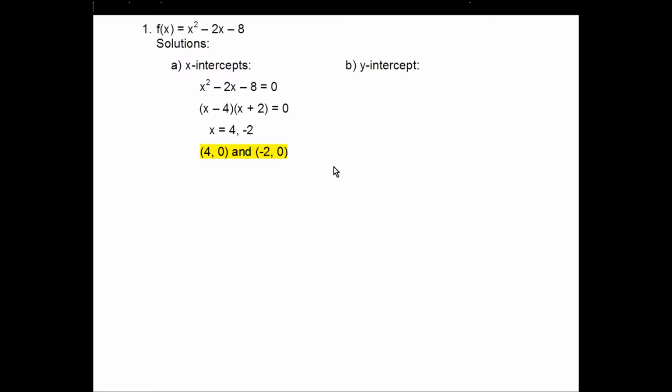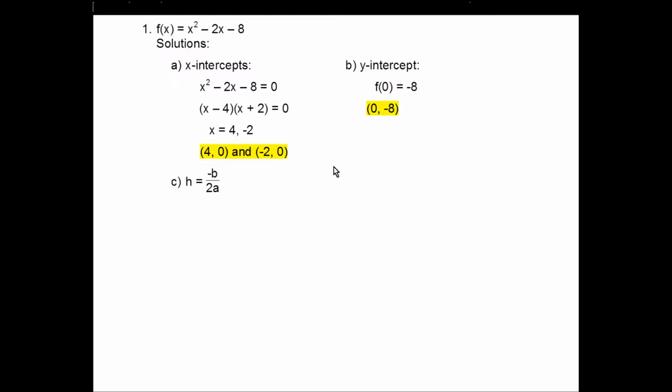Now, if we're graphing off on the side, on your graph paper, you'd go ahead and plot 4, 0 and negative 2, 0. Part B was the y-intercept. Remember, the y-intercept is f of 0. In our case, it's negative 8. As a point, 0, negative 8.